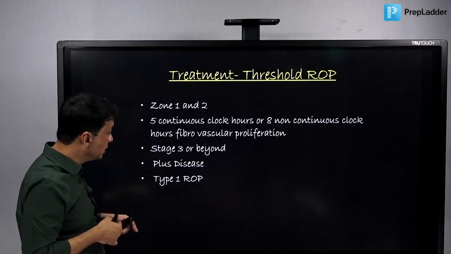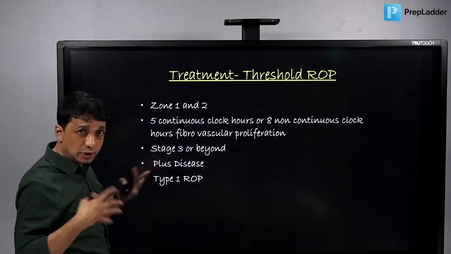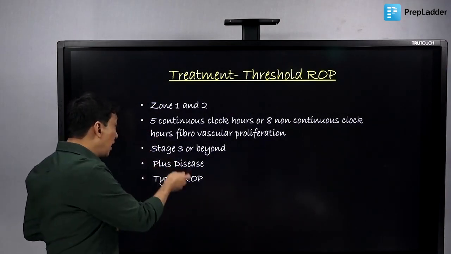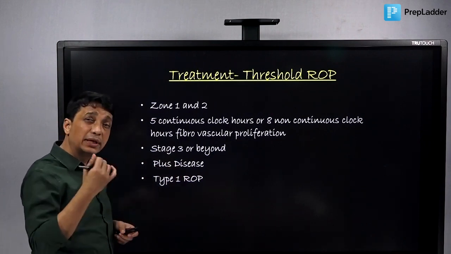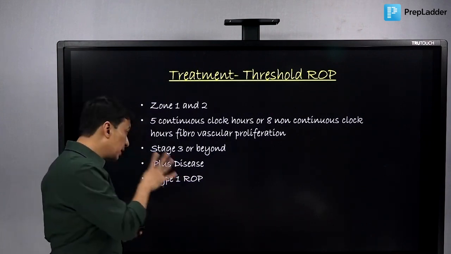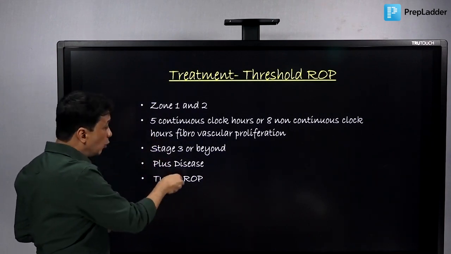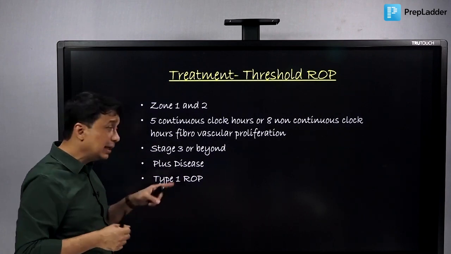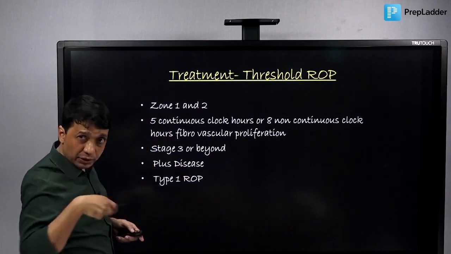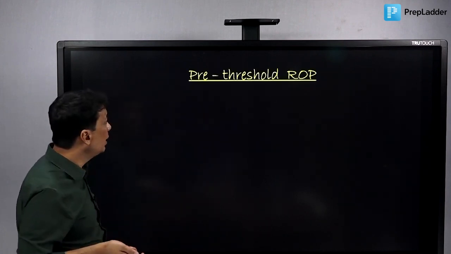Another disease which should be treated, apart from when you reach threshold, of course, you have to start treatment. But type 1 ROP is a stage of pre-threshold. This is also aggressive and should also be treated. So kindly remember, in type 1 ROP, you do not wait for threshold, we have to treat immediately, or you can treat if it reaches threshold, of course. And what exactly is type 1?